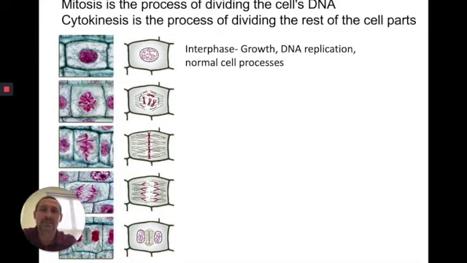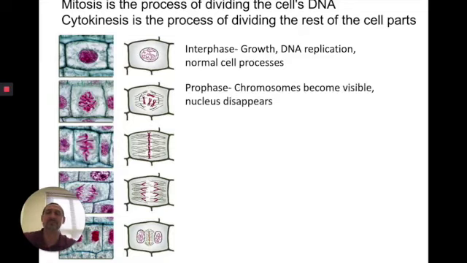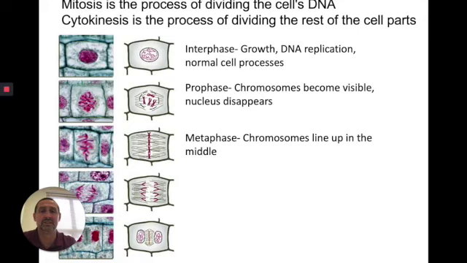So let's look at mitosis, dividing the cell's DNA. And then the second process is cytokinesis, where we divide everything else. So first we're in interphase, just growth, DNA replication, normal cell processes. If we pass those checkpoints, we get to mitosis, where the cell begins to divide. So prophase is part 1, where the chromosomes become visible. The nucleus disappears. I remember these stages by the acronym IPMAT, I-P-M-A-T. So I stands for interphase, P stands for prophase. So prophase, the chromosomes become visible, the nucleus disappears.